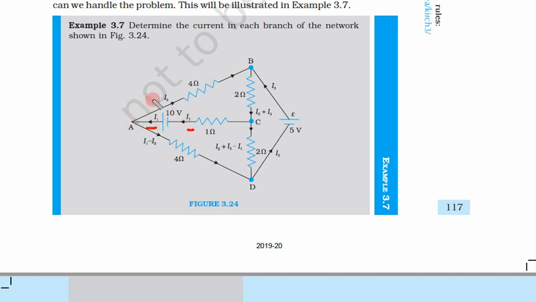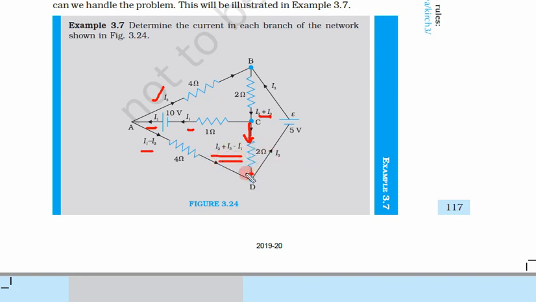I1 is divided into two parts, I2. This will be I1 minus I2. Then at this point, I2 is entering, I3 is entering. So I2 plus I3. Here I2 plus I3 minus I1. I1 is this side, I2 plus I3 was total. So remaining is I2 plus I3 minus I1. So these are the currents.